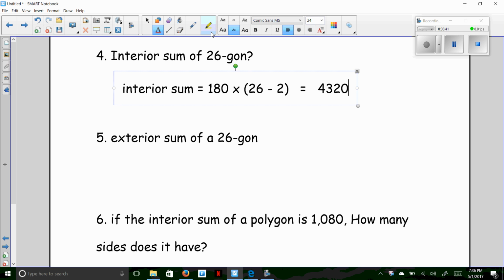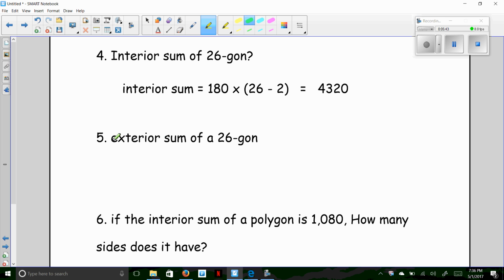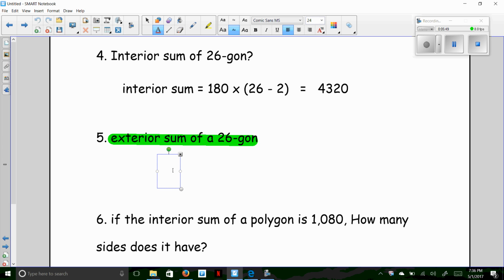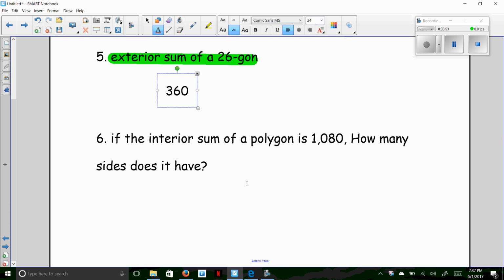Okay, the next question, number 5. It's talking about the exterior sum of a polygon. It doesn't matter how many sides. You've got to start memorizing. It's 360.